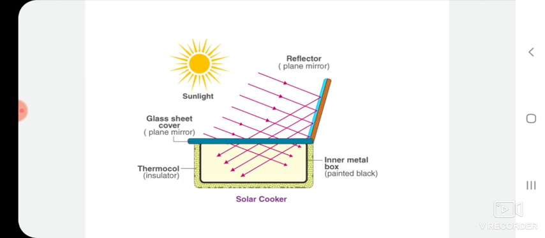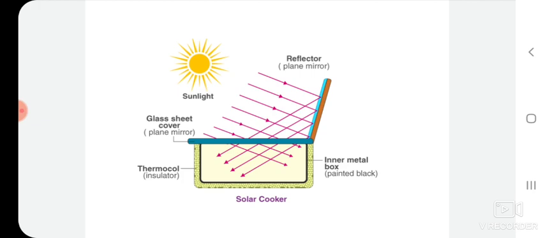It consists of 4 different components. First one is the black box, second one is the glass cover, third one is the plane mirror reflector, and fourth one is the cooking container. First, the black box. The box is an insulated metal or wooden box which is painted black from the inside to absorb more heat. That is why we call it a black box.